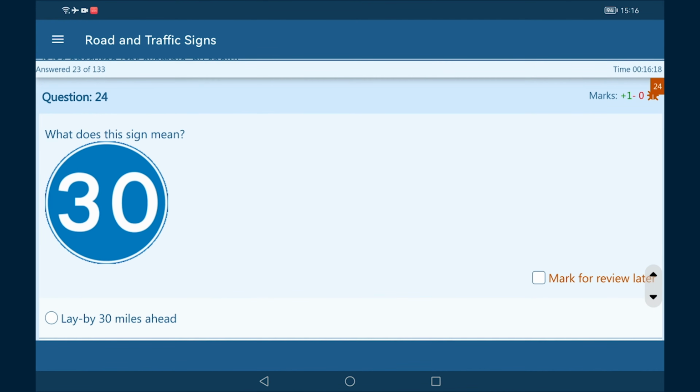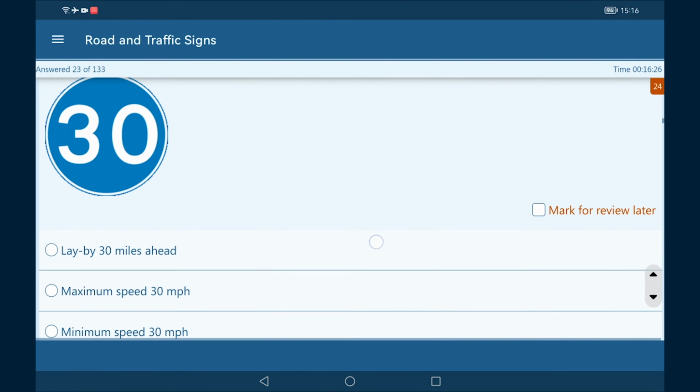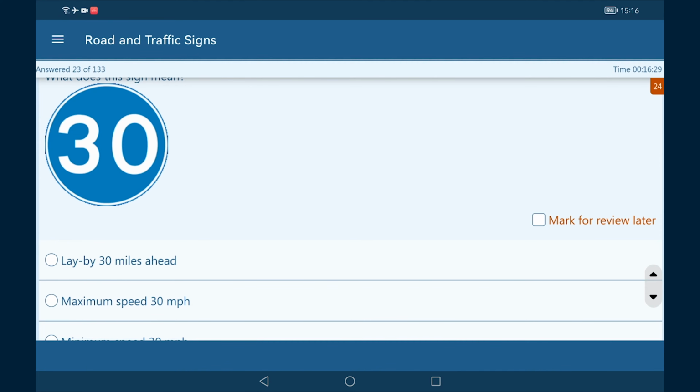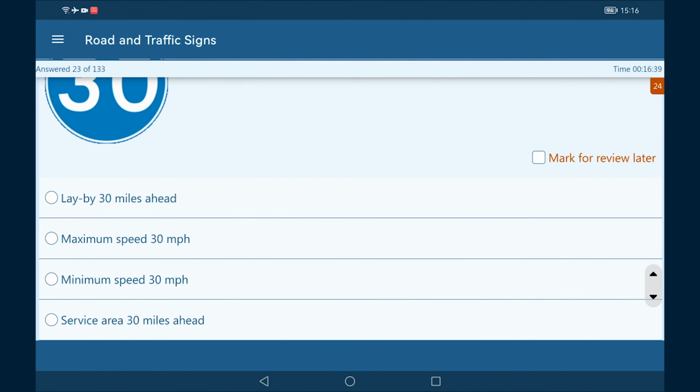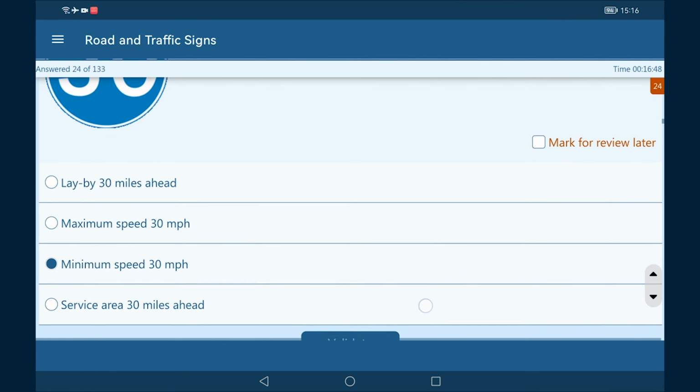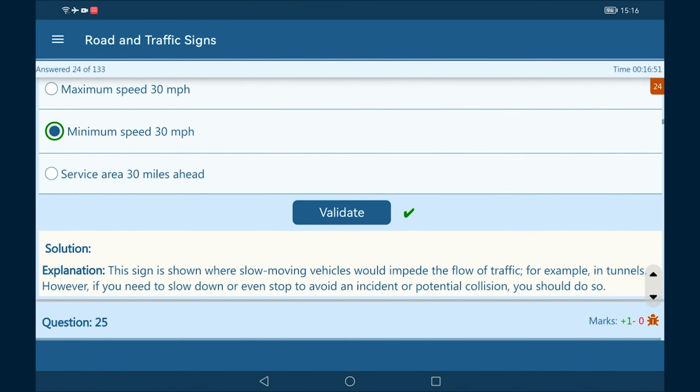Question 24. What does this sign mean? Option 1, lay-by 30 miles ahead. Option 2, maximum speed, 30 miles per hour. Option 3, minimum speed, 30 miles per hour. Option 4, service area 30 miles ahead. The correct answer is Option 3, that is, minimum speed 30 miles per hour. Explanation. This sign is shown where slow-moving vehicles would impede the flow of traffic, for example in tunnels.